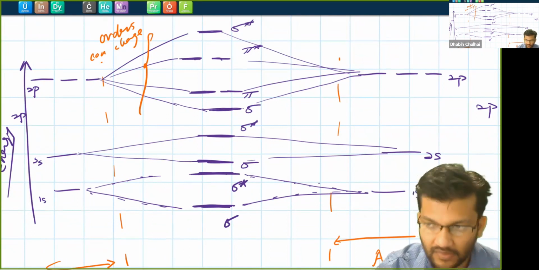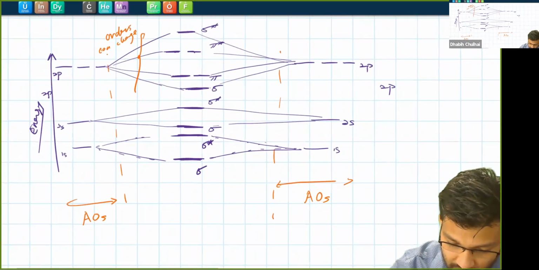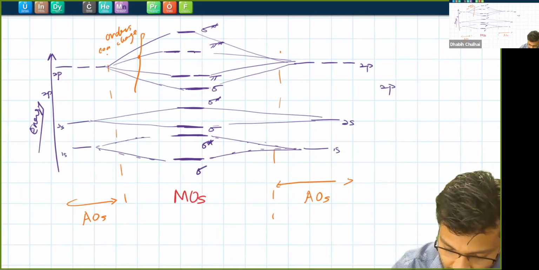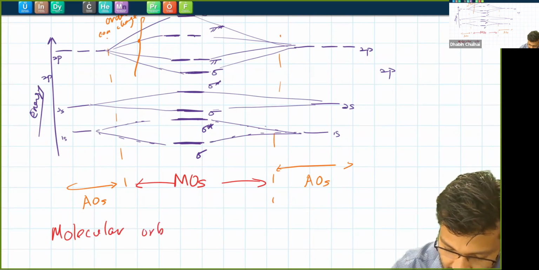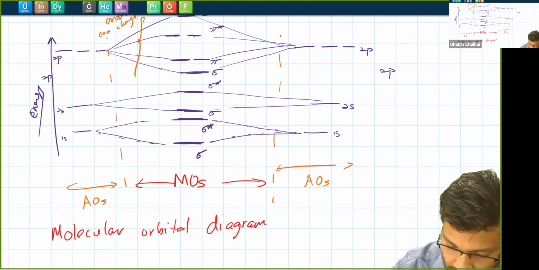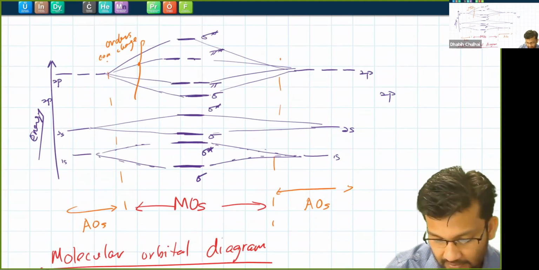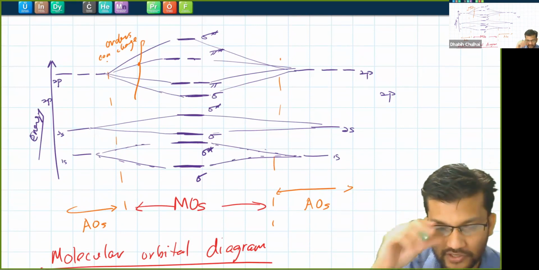This diagram here, so these are your molecular orbitals in the middle where the AOs come together, is often called a molecular orbital diagram. And it just gives you a way to combine atomic orbitals and try to see where they land in terms of energy and stuff like that.